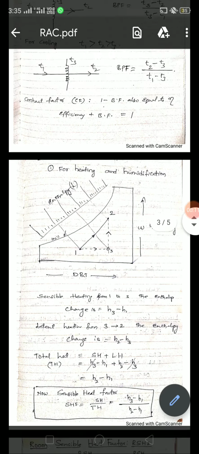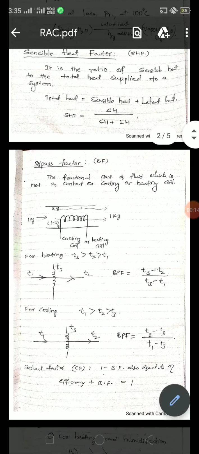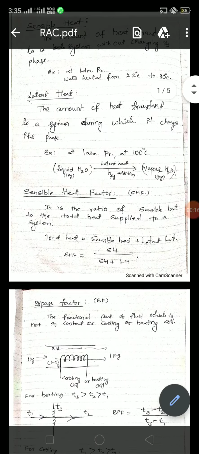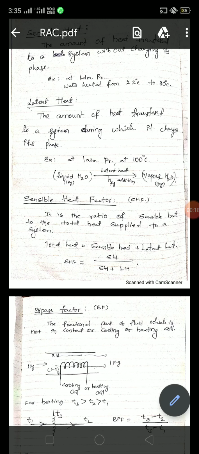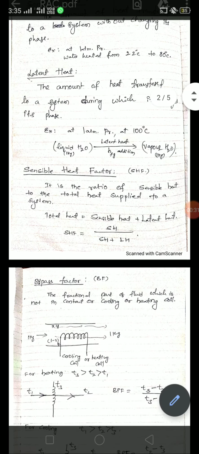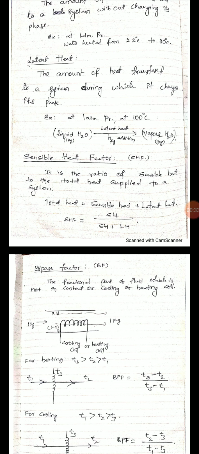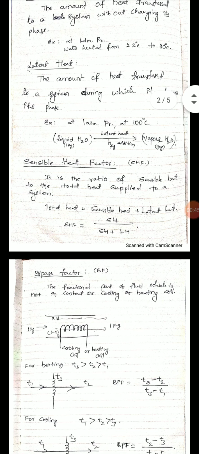During the last video we have seen what sensible heat factor is. It is the ratio of sensible heat to the total heat supplied to a system. The total heat is nothing but sensible heat plus latent heat. Sensible heat factor is equal to sensible heat divided by the total heat, which is equal to sensible heat plus latent heat. Now we will see different heat factors in relation with sensible heat.